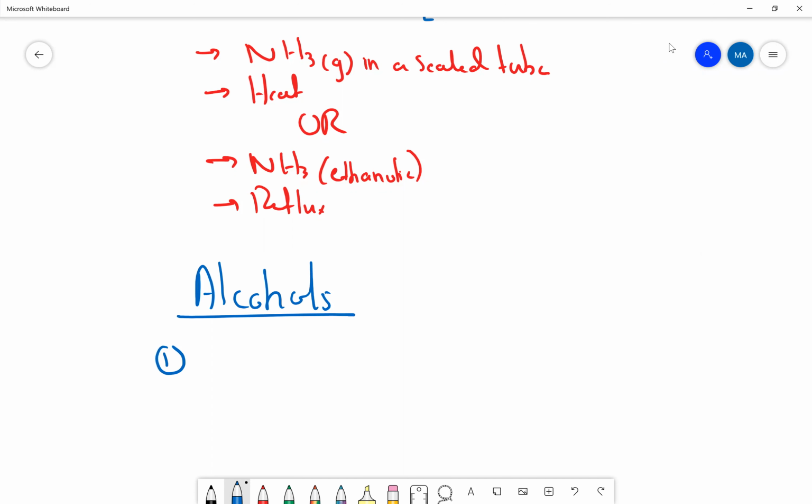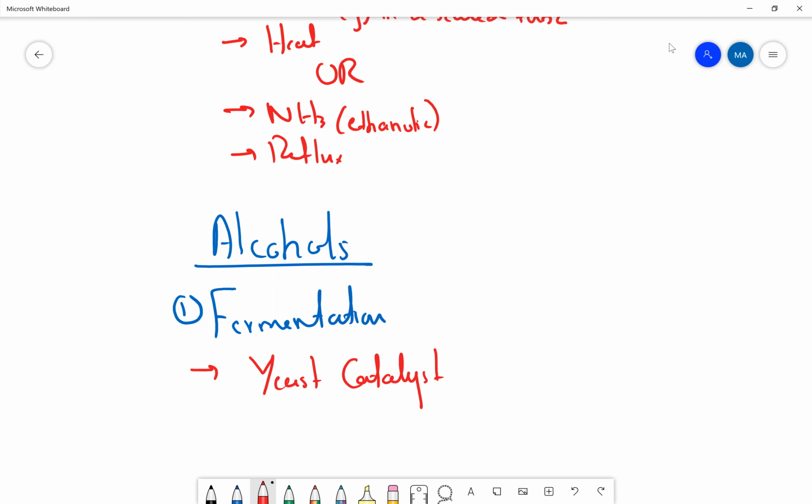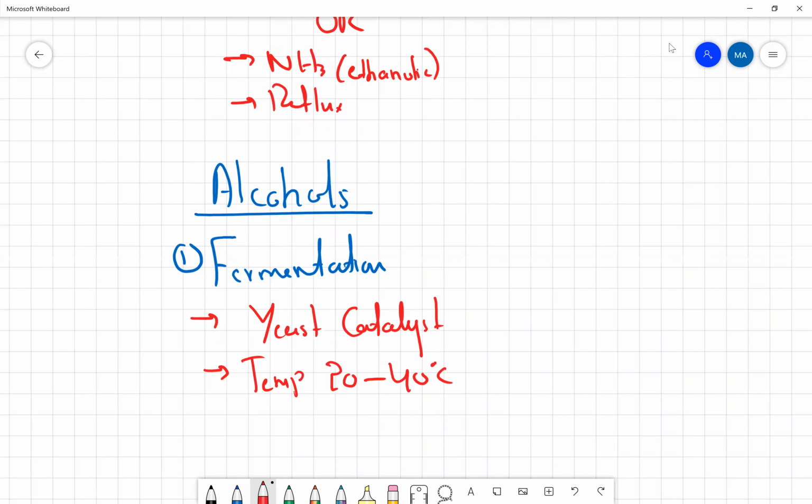The first reaction for alcohols is the fermentation reaction. We've already covered the hydration of alkenes because you can get an alcohol through hydration as well, and that's a part of the electrophilic addition. So we're going to start off with the fermentation here. For fermentation, you need yeast catalyst, a temperature of 20 to 40 degrees Celsius, and absence of air.